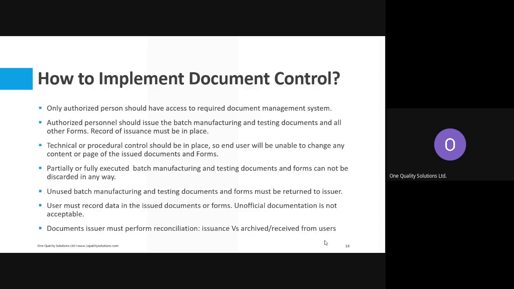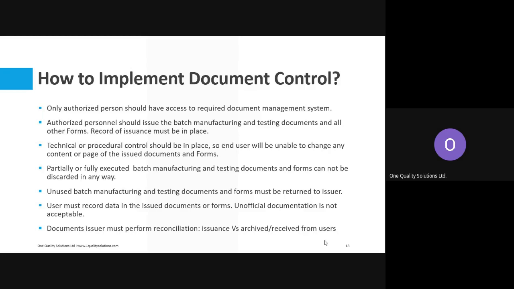User must record data in the issued documents or forms. Unofficial documentation is not acceptable. In the previous examples, we saw an analyst recording in two logbooks, one official, one unofficial. So here is a clear requirement, clear guidance. Unofficial documentation is not acceptable. Only the user can record the data in the issued documents, that is, the issued BMR, the issued batch packaging record, and the approved and issued analytical forms. They can write the data.